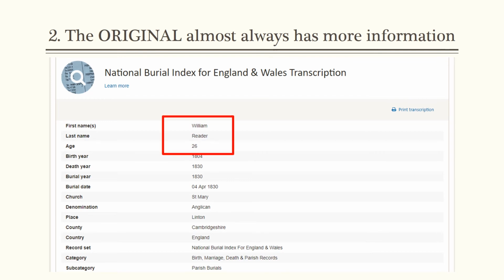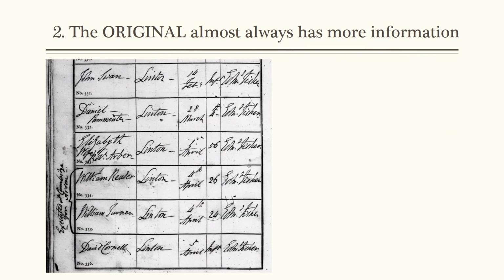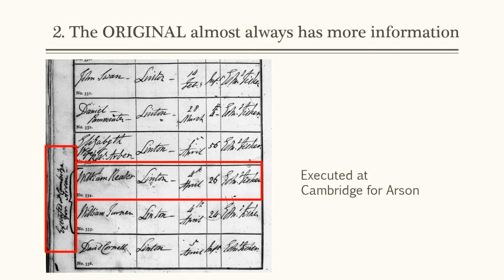You see here the extracted record of a burial for William Reader, age 26. In looking at the original, we find William Reader's burial. But look in the margin at some of the information that was not extracted. It reads, executed at Cambridge for arson, with a bracket showing that William Turner also met the same fate on the same day. They were probably friends or possibly relatives.